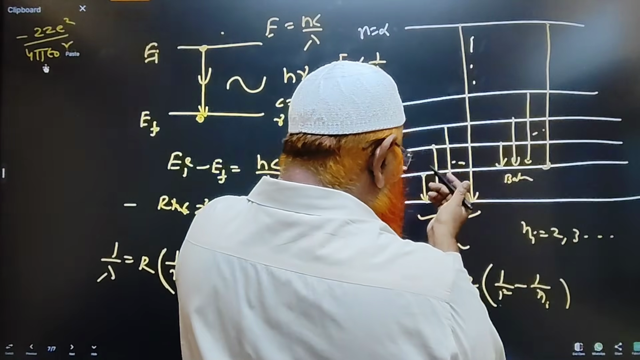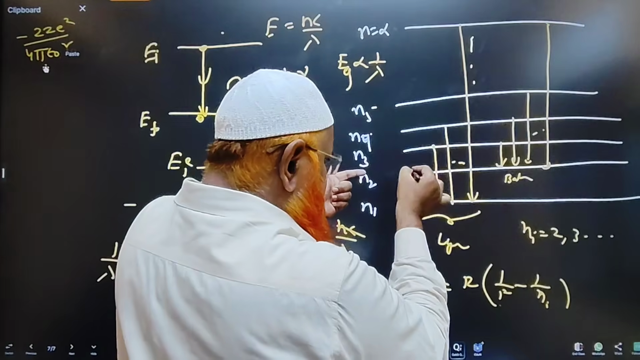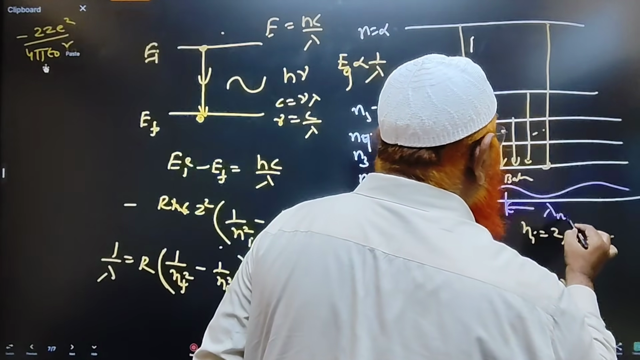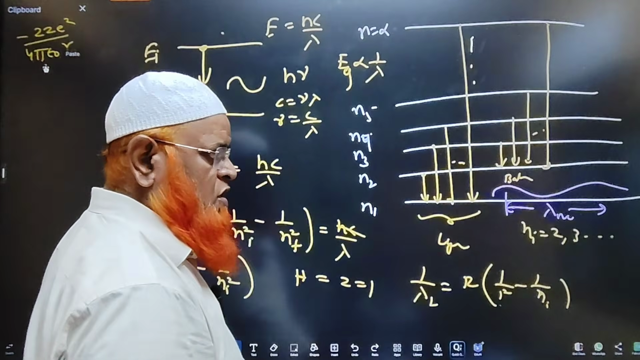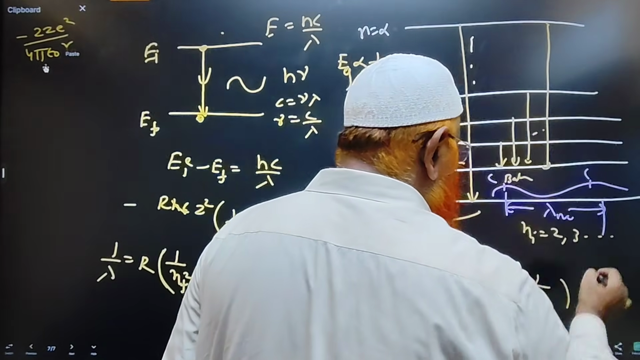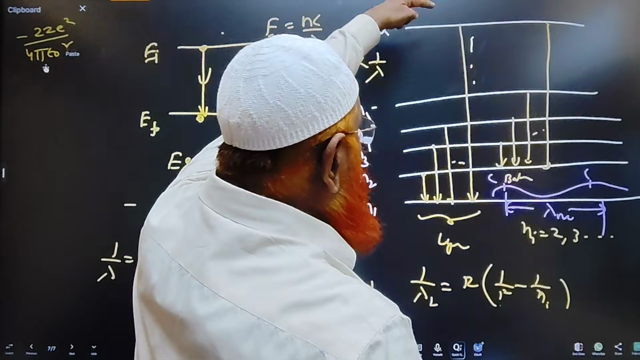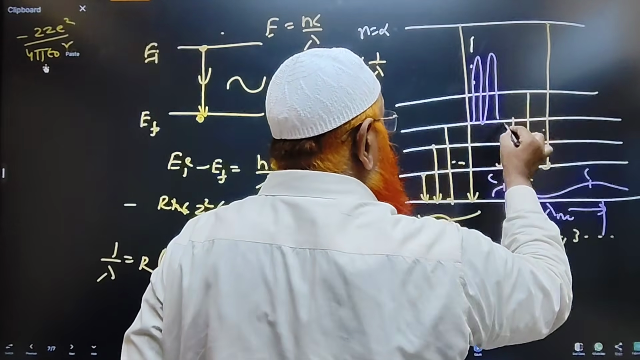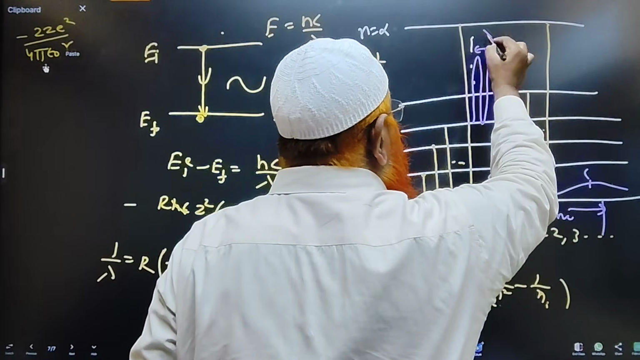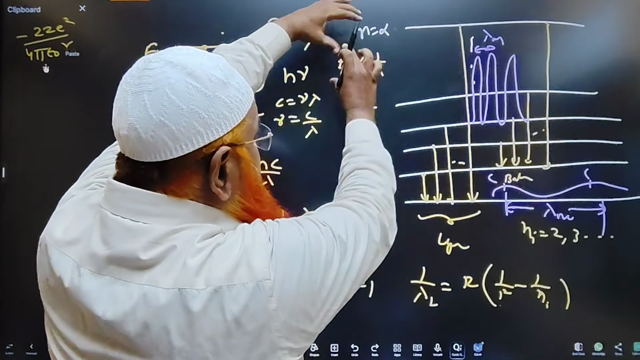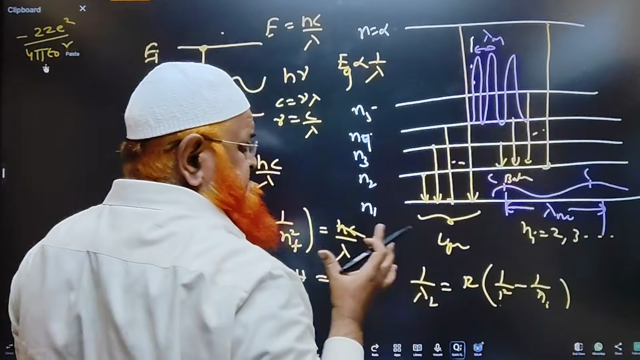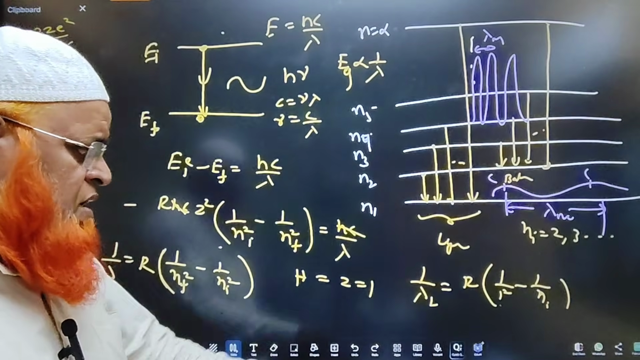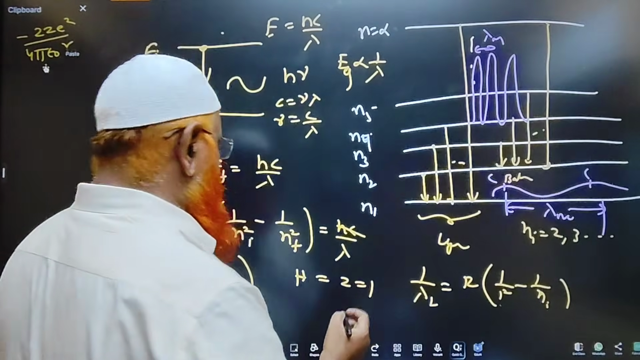If the first transition takes place from n2 to n1, the energy gap is smallest, and this is the lambda called the maximum wavelength, the largest wavelength. When it comes from infinity to this point, the wavelength is going to be the shortest. So this is the lambda minimum. Why? Because when the energy gap is more, lambda is less. Understand? So if you consider maximum wavelength, what do you have to take?